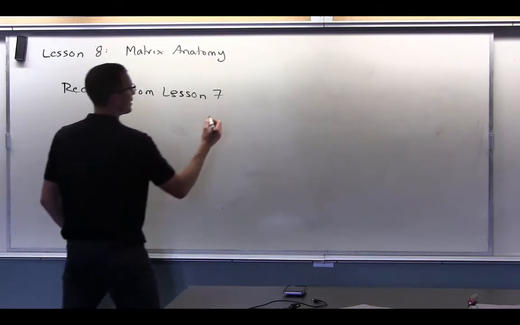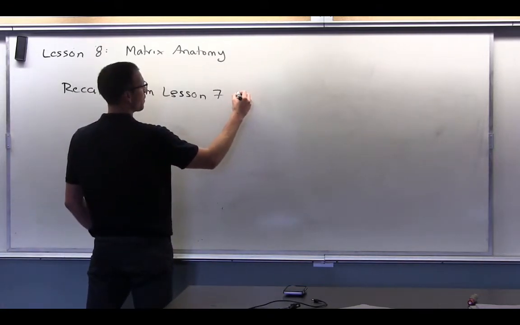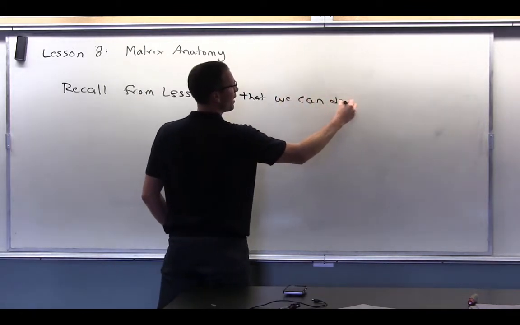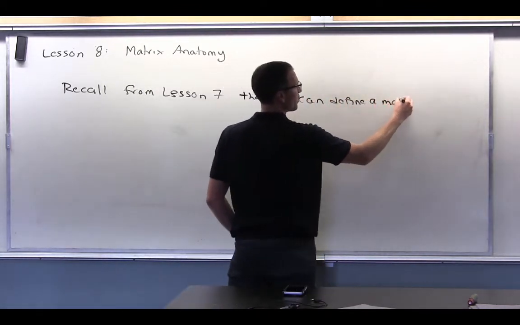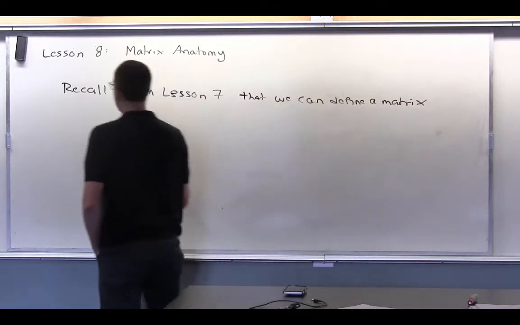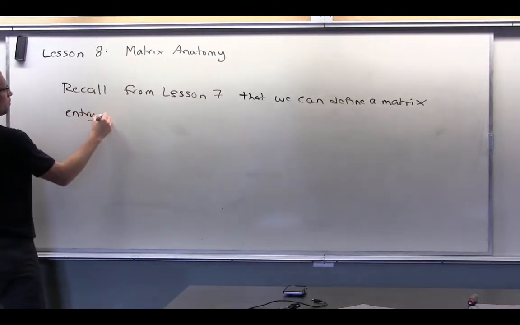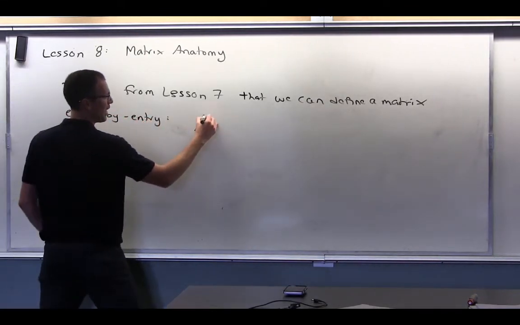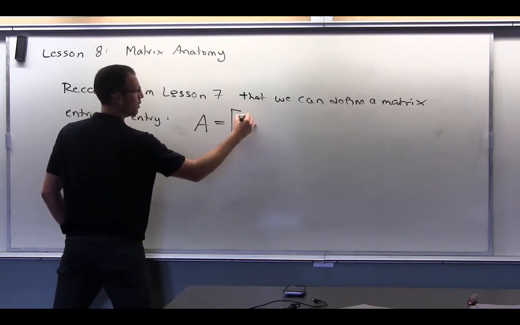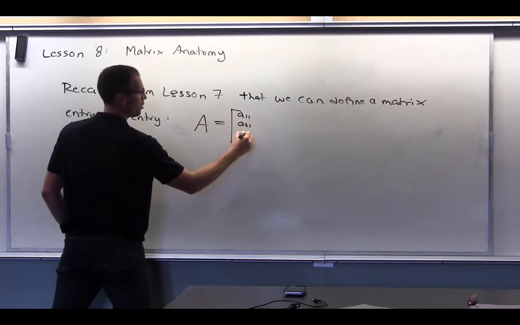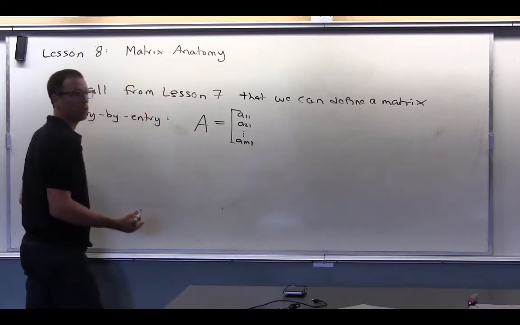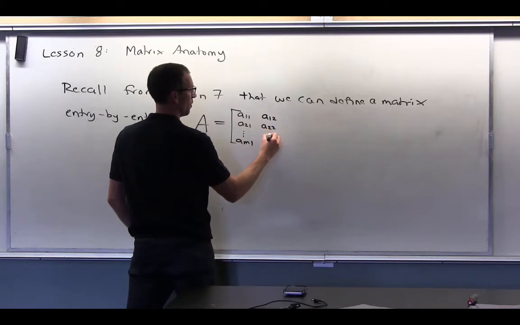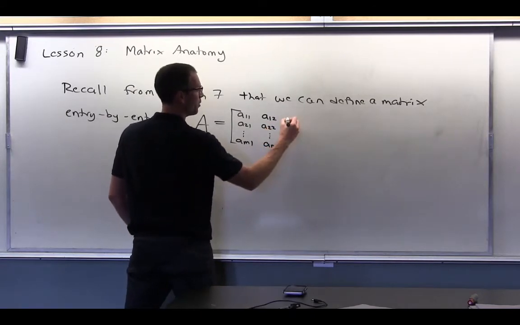Okay, so recall from lesson 7 that we can define a matrix entry by entry. And in that case, what would you write? What's the major idea of defining a matrix entry by entry? How do you actually construct that matrix? Yeah, one entry at a time. You got it.